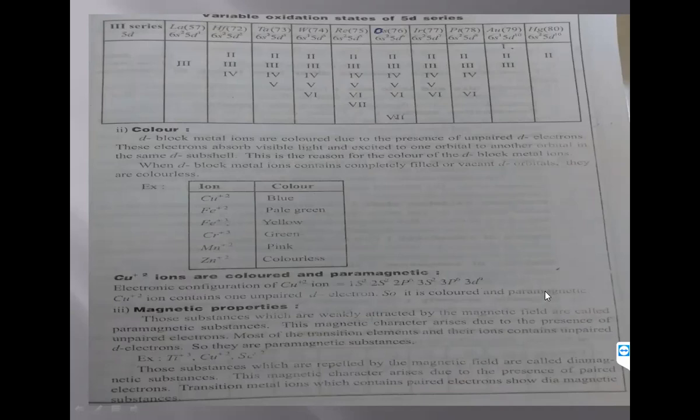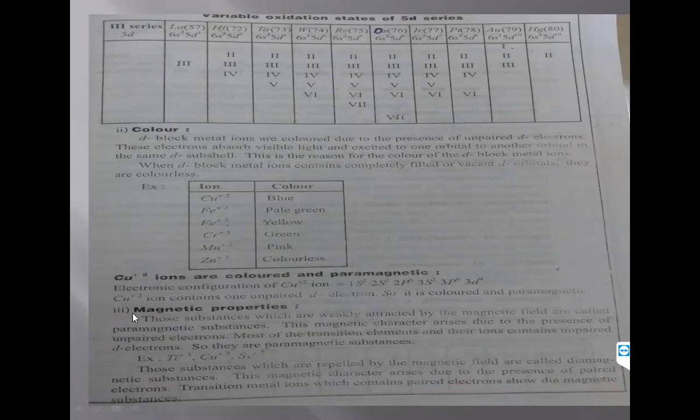See, in earlier classes, we came to know the reason for exhibiting color and magnetic behavior. I am just repeating that concept: if any element or ion contains unpaired electrons, it will show color and magnetic behavior, or magnetic properties.